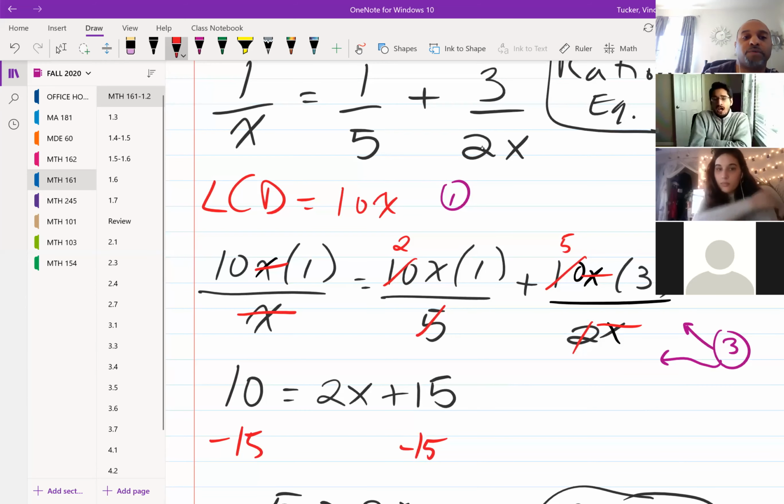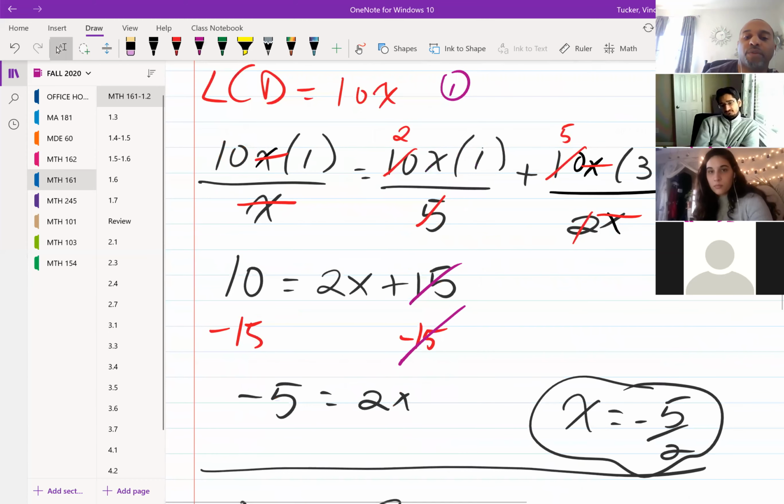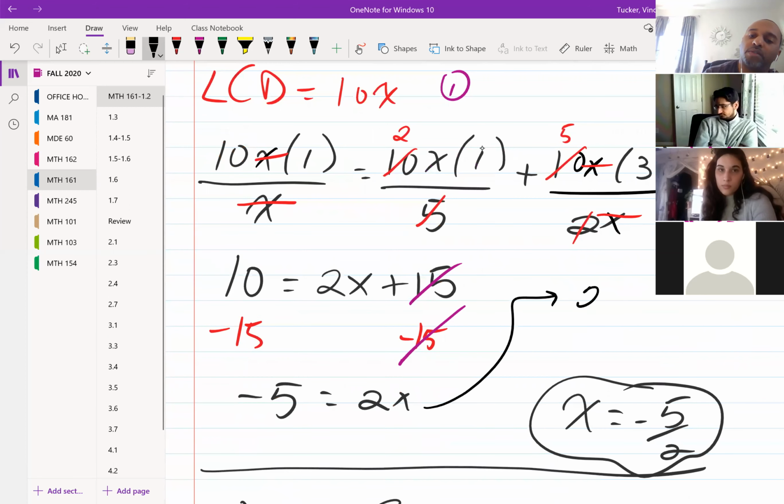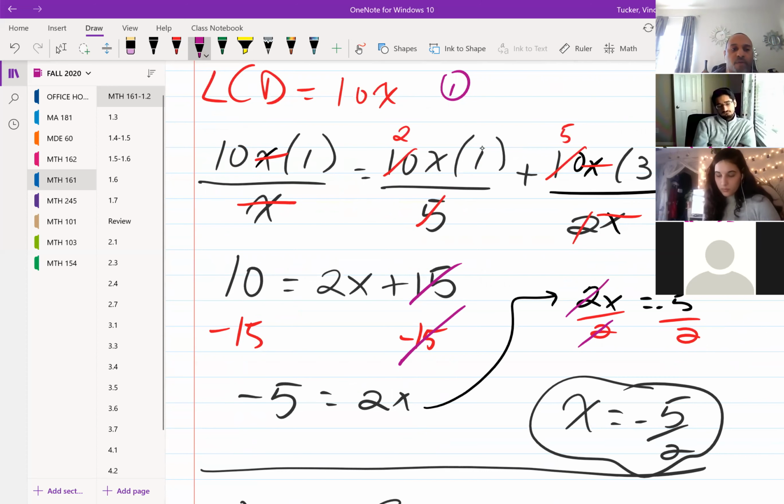Now I can solve this the same way we've been solving our other equations that didn't involve fractions. I will subtract 15 from both sides. And that'll be negative 5 equal to 2x. And so 2x equal to negative 5. Go ahead and divide by 2. 2's cancel and leaves us with negative 5 over 2 as our answer. All right, any questions?